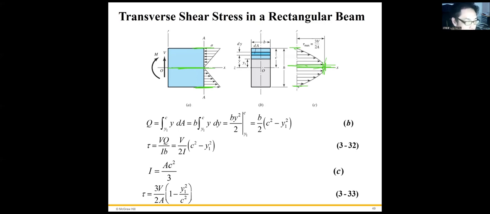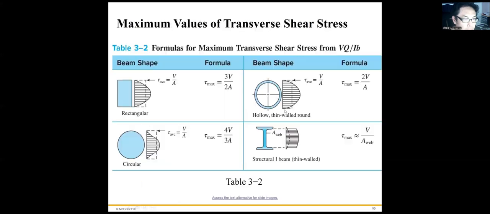Okay. Well, just some math work, you can work on it. I think it's not quite important. Basically, we just have to remember this final equation. That will be fine. So you can check the textbook or tables where it tells you where the maximum transverse shear stress is with different cross sections.